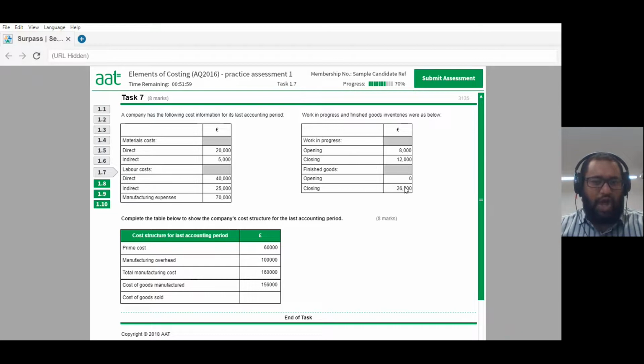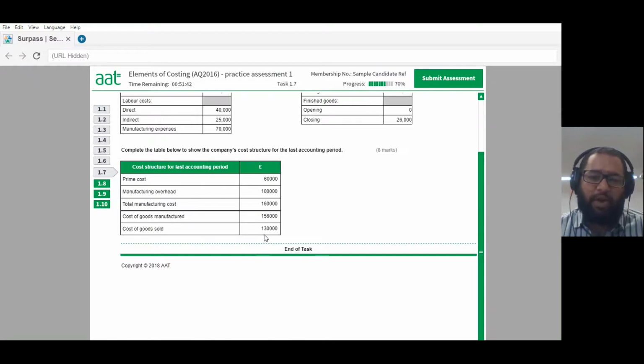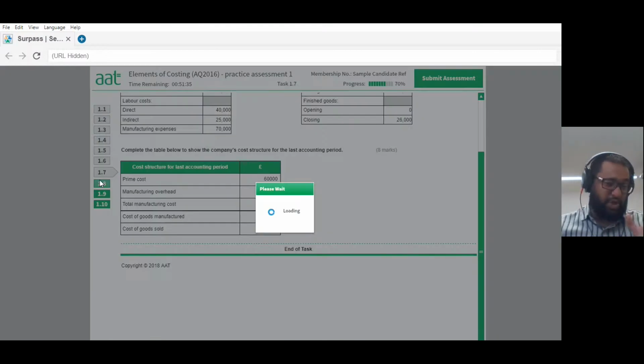So I have 156,000 pounds here. And then again, you also have the finished goods. So the opening finished goods are 0, so you don't have anything to add. The closing inventory, you're going to take away 26,000. So if you take 26,000 from that, it's going to give you 130,000 as my cost of goods sold. This will be going in when I'm calculating my profit and loss, which you don't learn until next year. So don't worry.